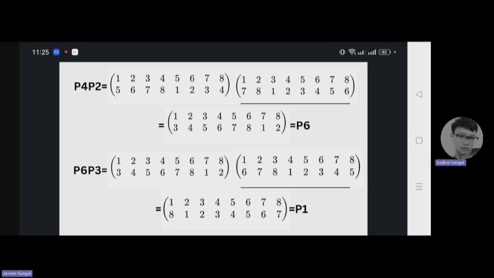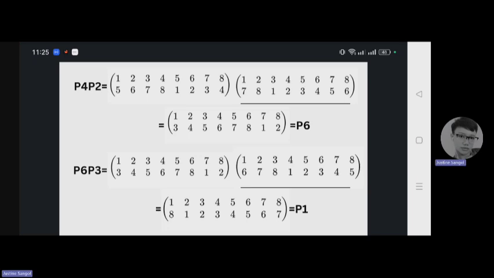And here 5 to 3, so 3 to 7, and 6 to 4, and 4 to 8, and 7 to 5. Here 7 to 3, so the answer is 7 to 1, and 8 to 6 is 6 to 2. So when we operate row 4 to row 5, we will get the value of row 6.